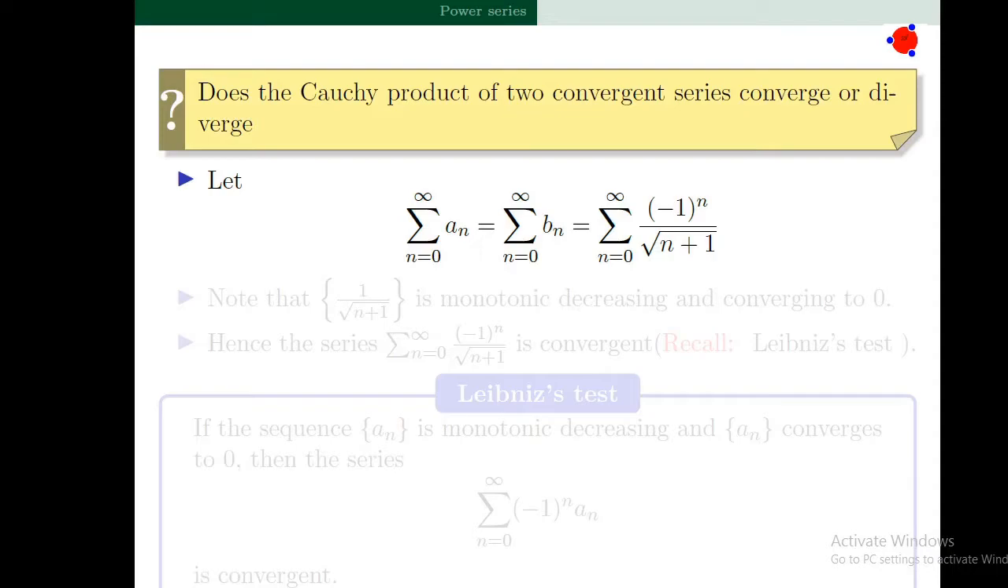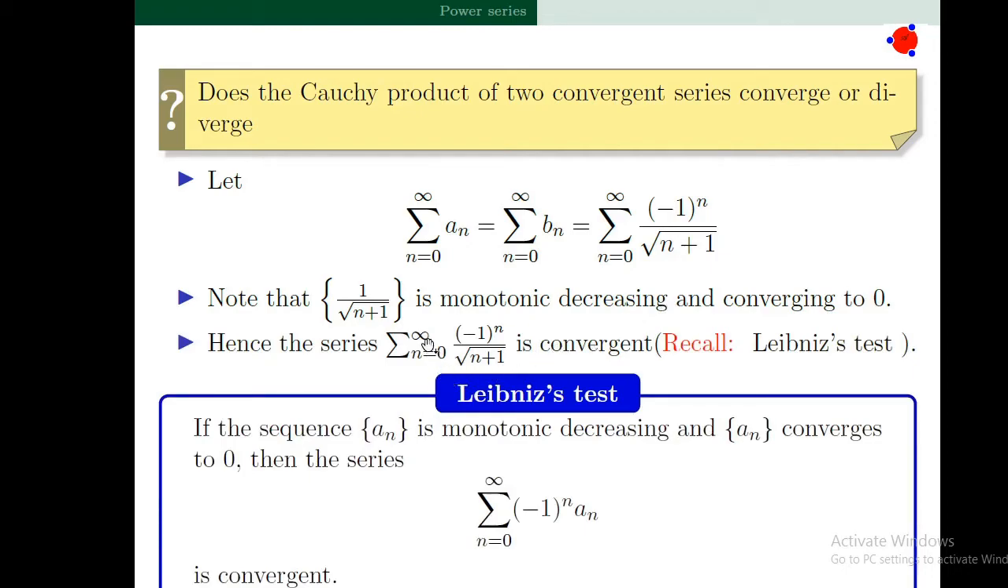It is natural to ask whether the Cauchy product of two convergent series is convergent or not. We can prove that the Cauchy product of two convergent series need not be convergent. For example, consider the series sigma an and sigma bn, both equal to the summation n equal to 0 to infinity of minus 1 the whole raised to n divided by root of n plus 1. Note that the sequence 1 divided by root of n plus 1 is a monotonic decreasing sequence converging to 0. Hence the series is convergent by the Leibniz test.